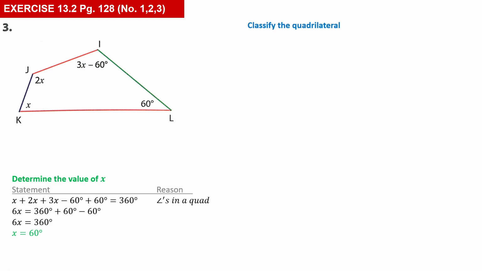Now I'm going to start classifying, so I'm going to figure out the different sizes of my angles. For I, I can substitute x equal to 60 degrees because I worked that out, and I find that the angle I is equal to 120. J is equal to 2 times 60, which is also 120. K is just equal to x, so K is equal to 60. And then L, they've already told me, is equal to 60. So I've got 2 angles that are equal to 120 and 2 angles that are equal to 60.